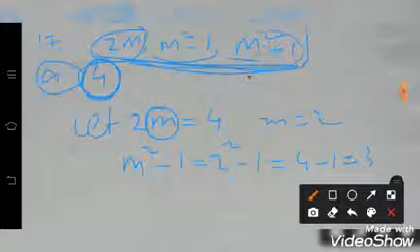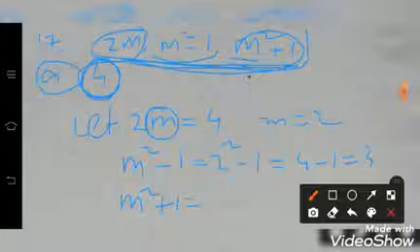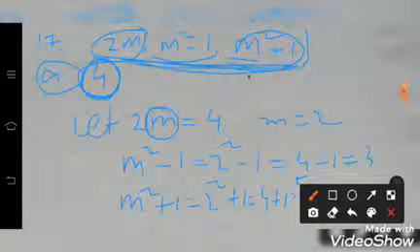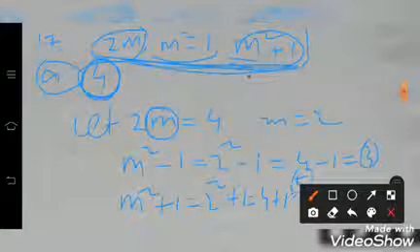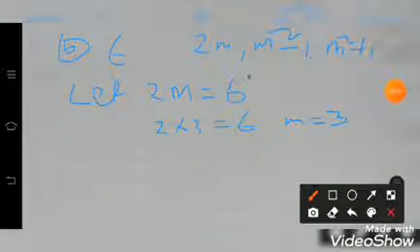Same as this one, you apply this one again here: m square plus 1 is equal to 2 square plus 1, which is 4 plus 1, is 5. I hope you are clear. So the answer is 5 and 3. These are the two other members of the given Pythagorean triplet.